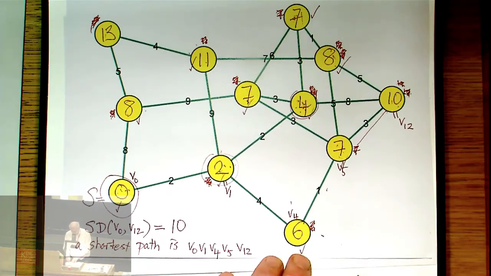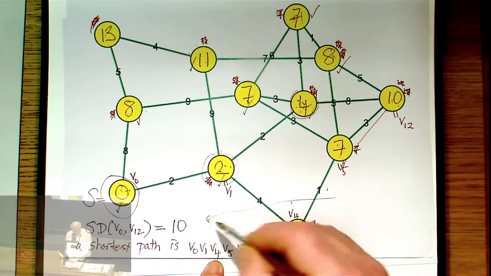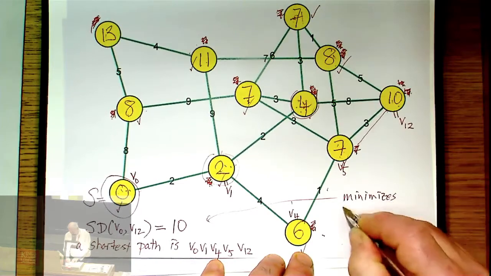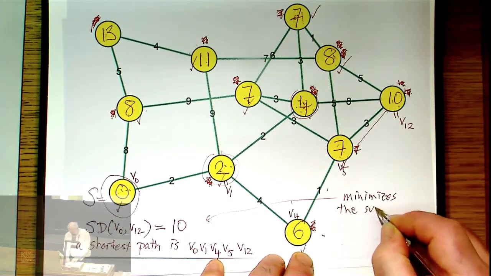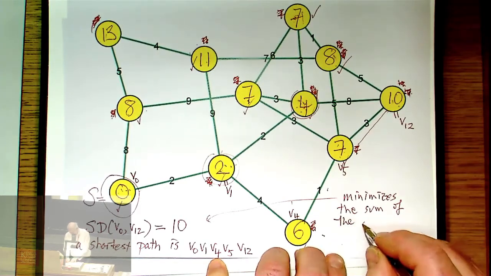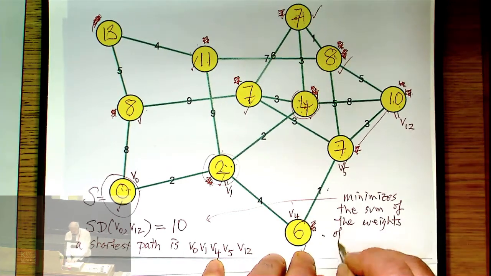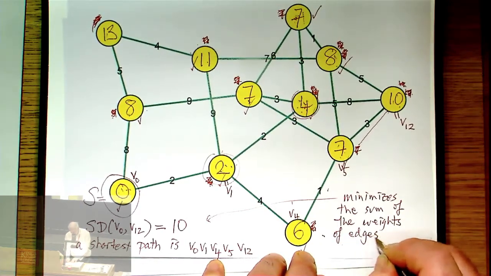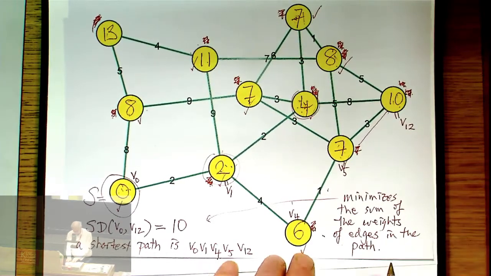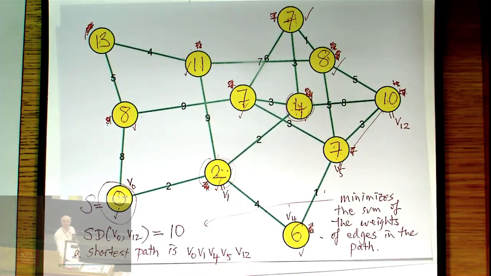So what we're trying to do, we're minimising, this shortest distance minimises the sum of the weights, as they're called sometimes, of the edges in the path. Is that clear? Any questions?